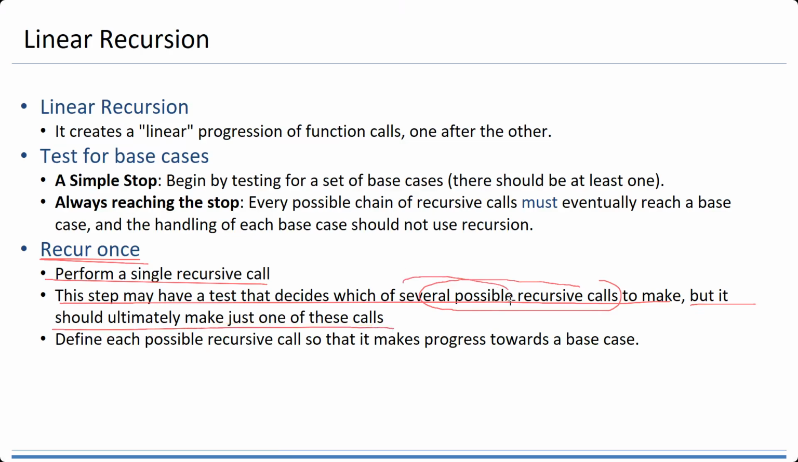So what does it mean? There can be several possible recursive calls. So maybe the function can be f1, f2, something like this, but there should be only one call made. Okay, so we call this recur once. Define its possible recursive call so that it makes progress toward a base case. So the recursive call should go toward the base case in order to stop the recursion.